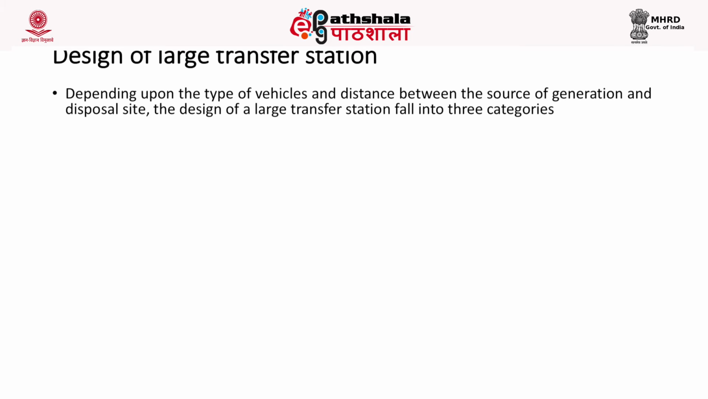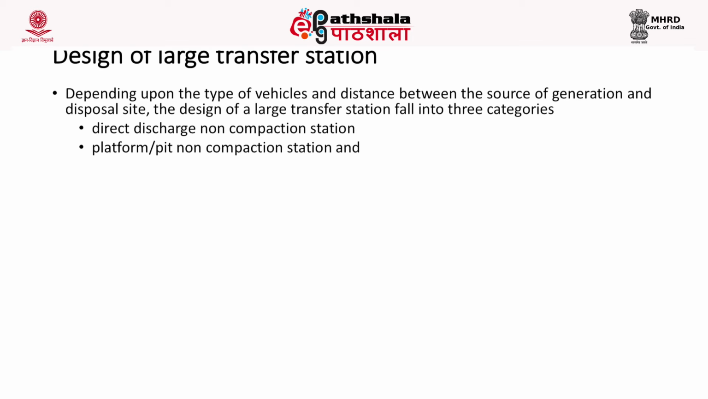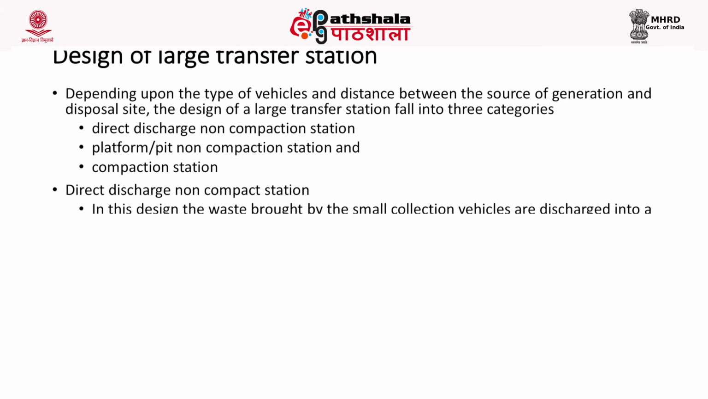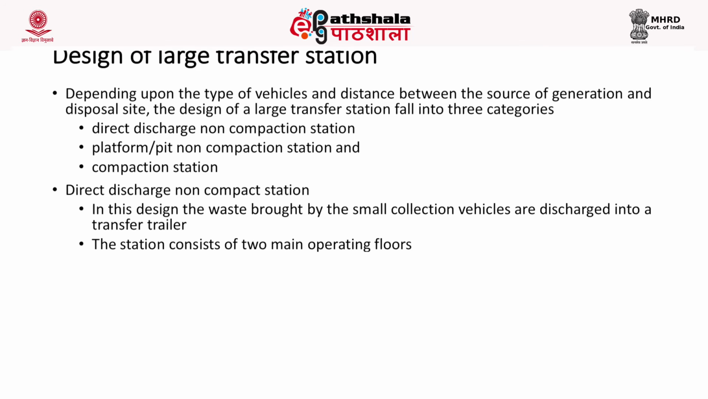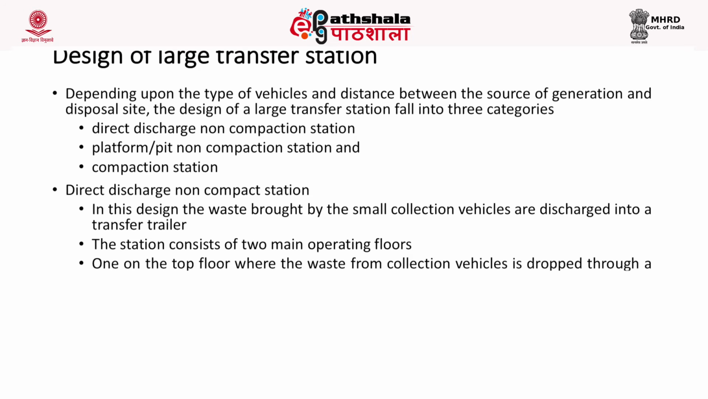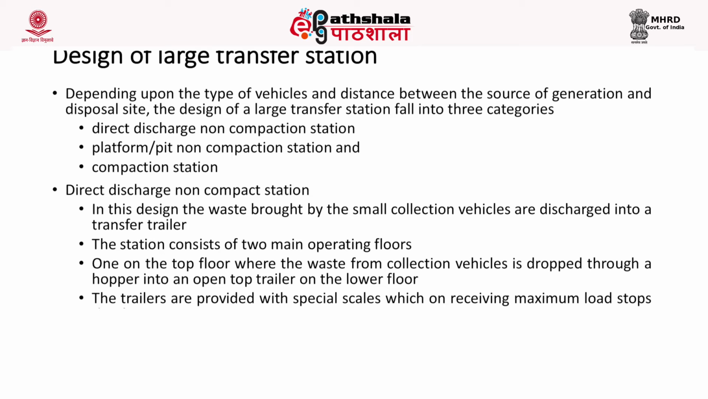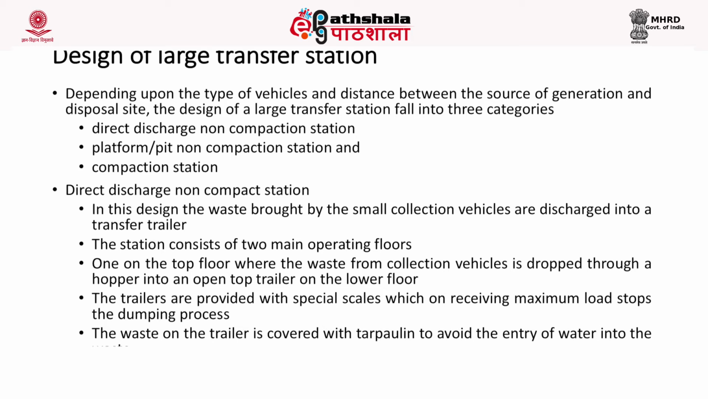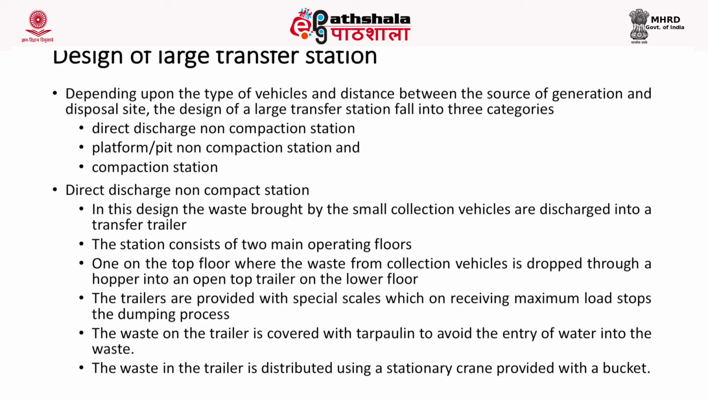Now, we will look into the design of a large transfer station. Depending upon the type of vehicles and the distance between the source of generation and disposal site, the design of a large transfer station falls into 3 categories. 1. Direct discharge non-compaction station. 2. Platform or pit non-compaction station, and third, compaction station. Now, in a direct discharge non-compaction station, the waste brought in small collection vehicles is discharged into a transfer trailer.